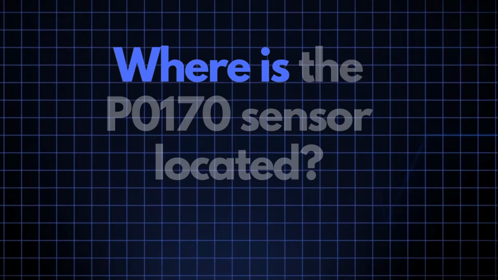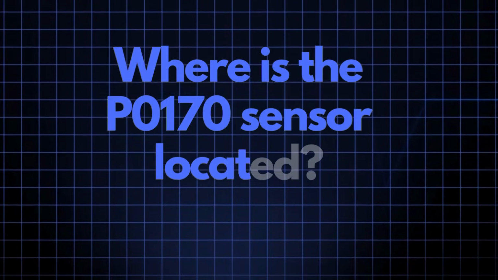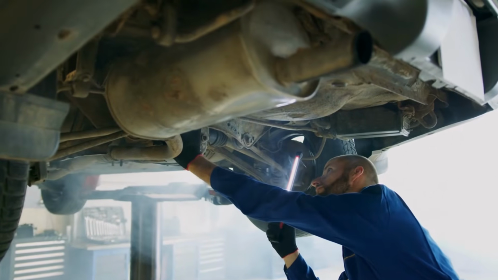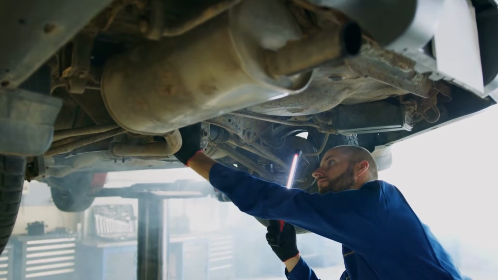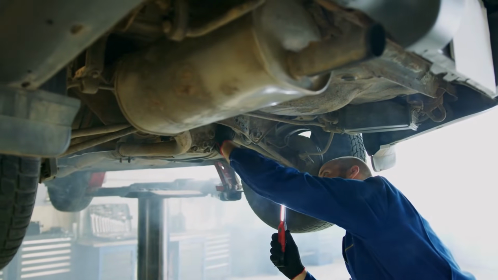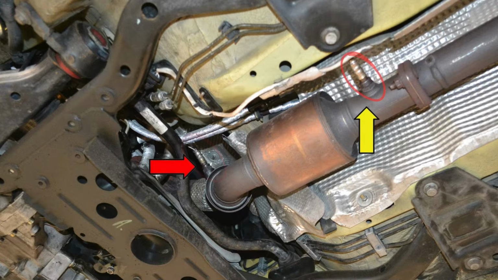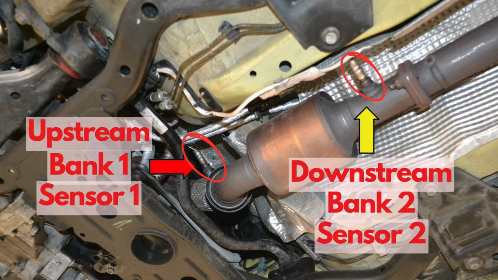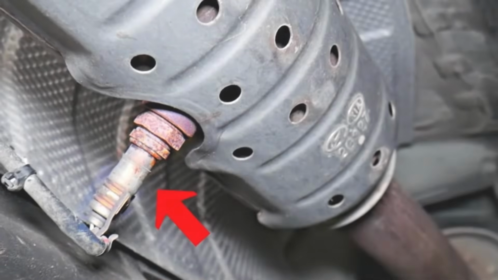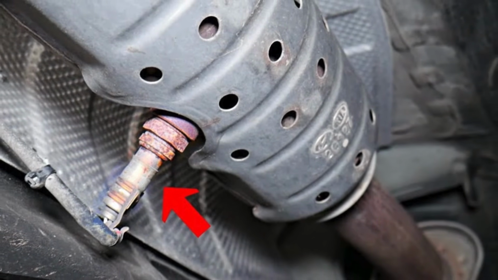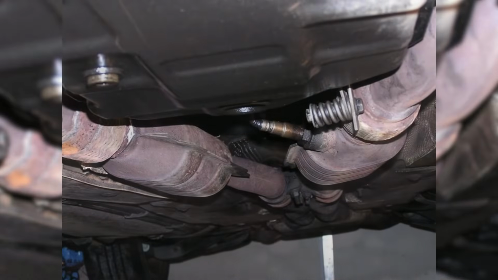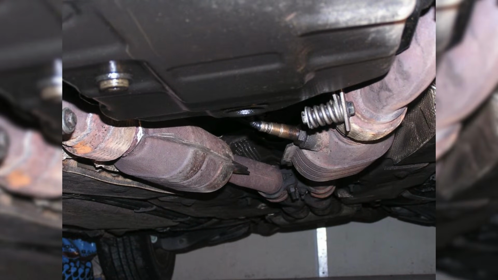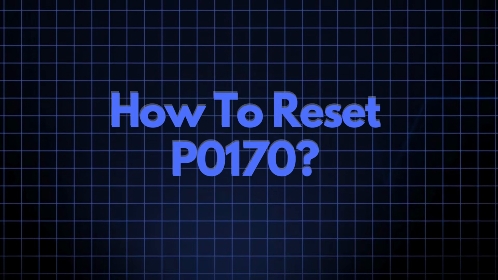Now, where exactly is the P0170 sensor located? The P0170 sensor, also known as the oxygen sensor or air-fuel ratio sensor, is generally located in the exhaust system, upstream of the catalytic converter on bank 1. This sensor position can vary slightly depending on your vehicle's make and model, but it's usually found near the exhaust manifold. Now that we understand what P0170 means and where the sensor is located, let's cover how to reset it.